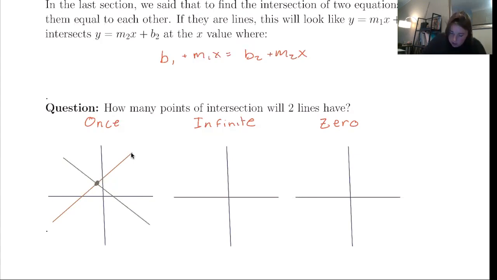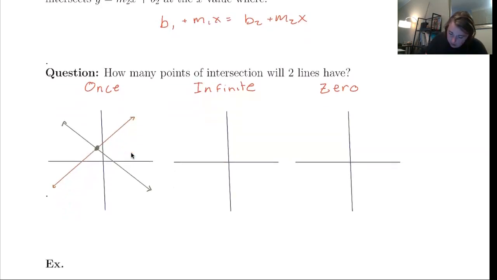What's a situation where two lines intersect at infinite points? Abby, do you know? Right, they're overlapping. They're actually the exact same line. You're like, well, Mackenzie, but remember, I can write the same line using different B's and M's the same way. Let me see. I need to find my marker that I was using.